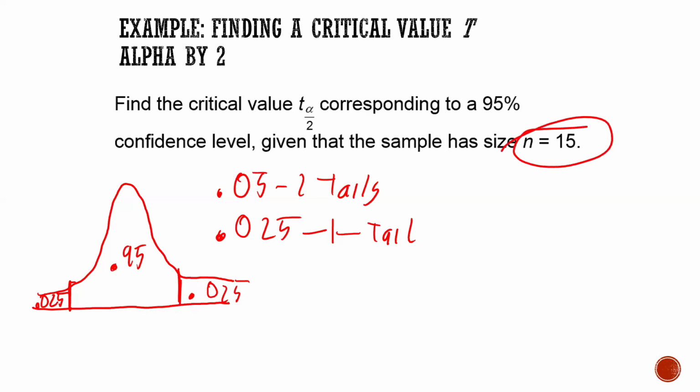So what does that mean? n being 15 tells us what that we need to know before we go to town on our table? Degrees of freedom equals 14. Exactly.